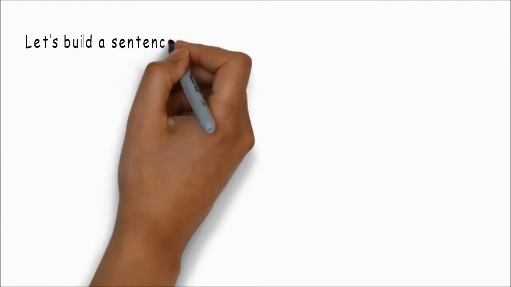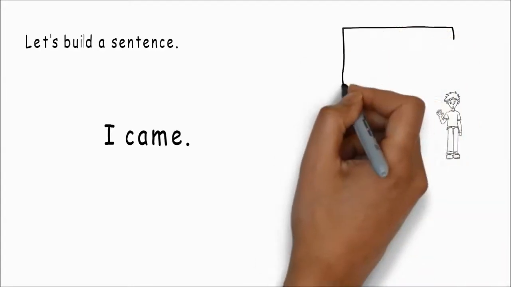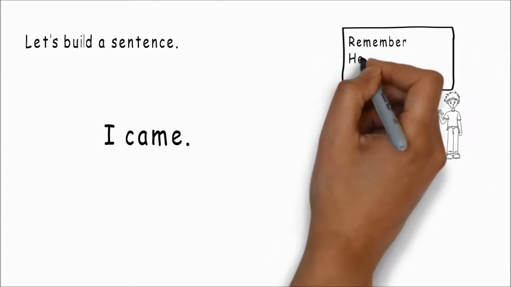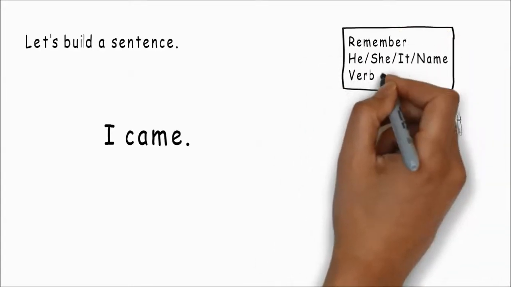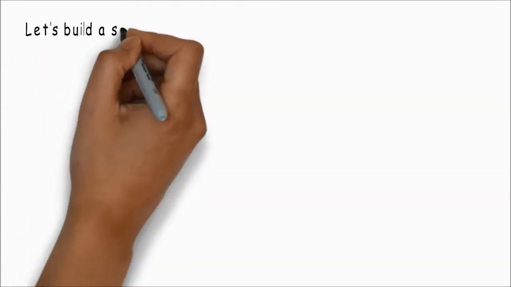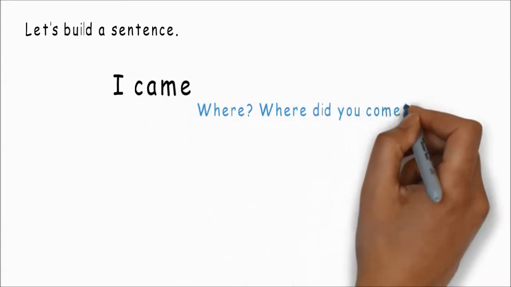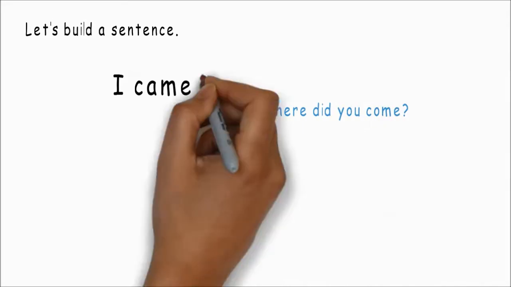Let's build a sentence. I came. So remember, he, she, it, and a name, the verb has an S. But here we don't have an S. Plus, it's past tense. Let's build a sentence. I came. Where? Where did you come? I came home.